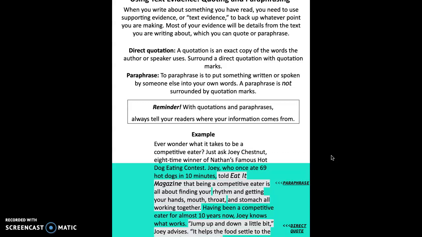"Jump up and down a little bit," Joey advises. "It helps the food settle to the bottom of your stomach. Oh, and don't forget the Pepto-Bismol."